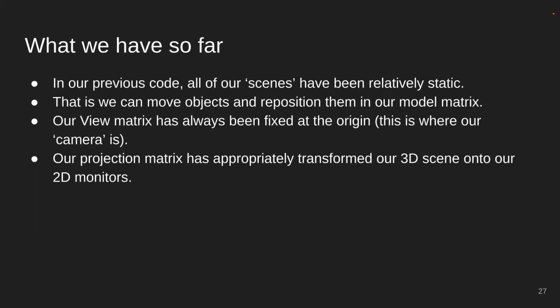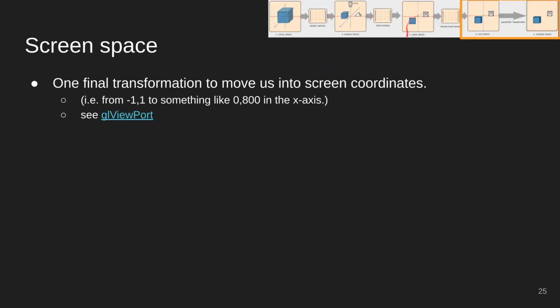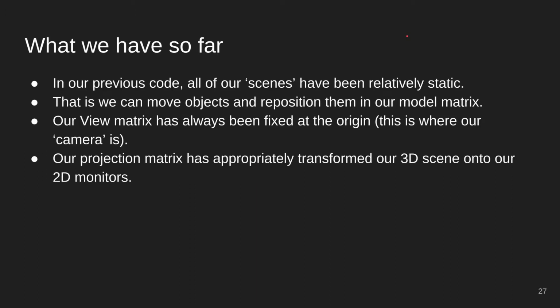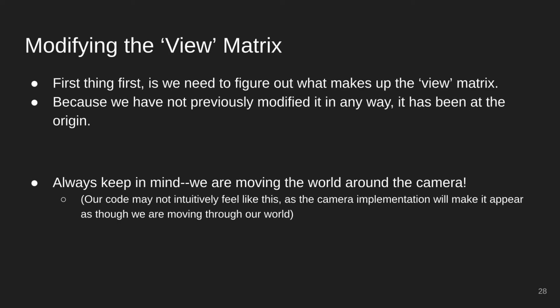Okay, so in our code, what we have so far is relatively static scenes. We haven't really done anything with our camera, our viewing matrix. We can move the objects around and reposition them, but now we actually want to move around in our world. So now we need to figure out how to modify this view matrix, and what the components of how we view our scenes are.